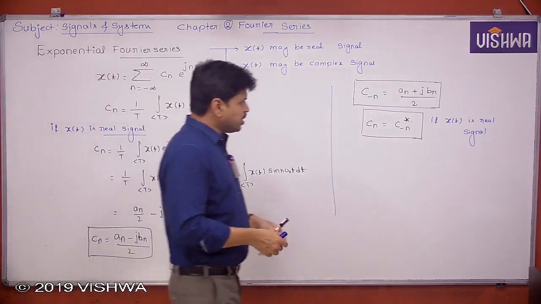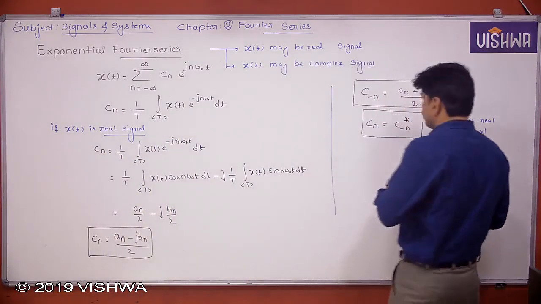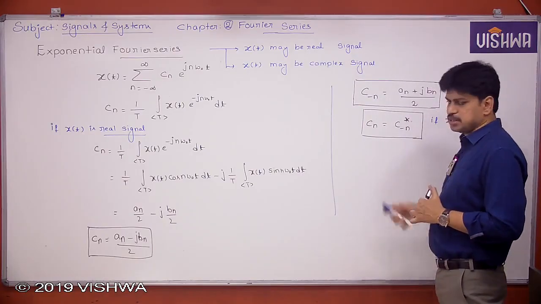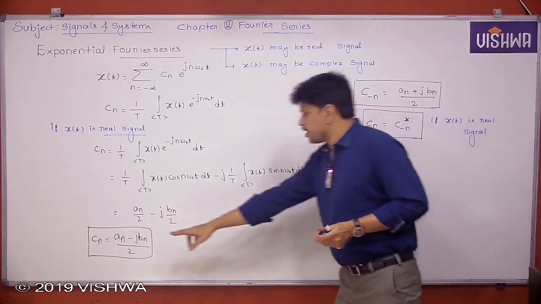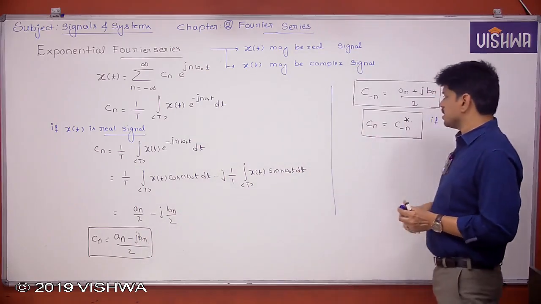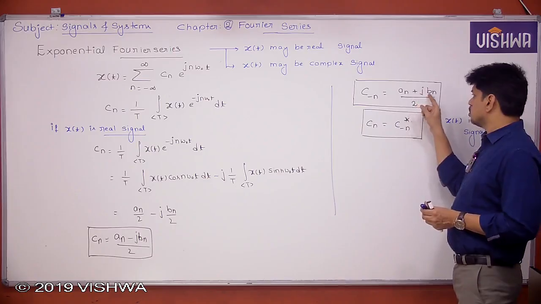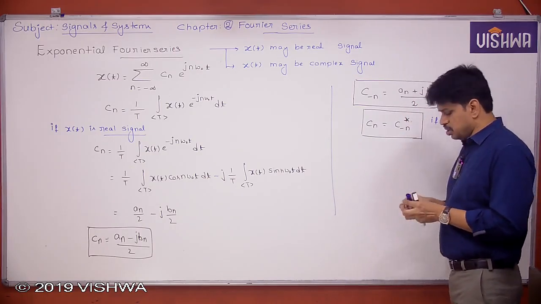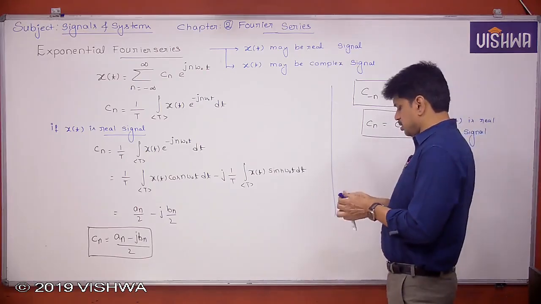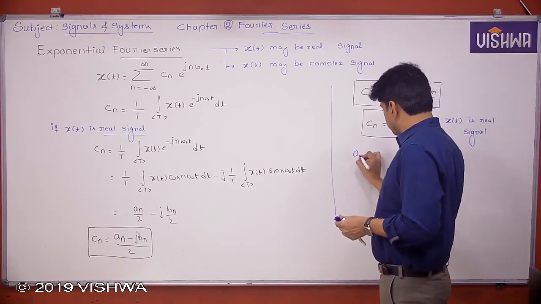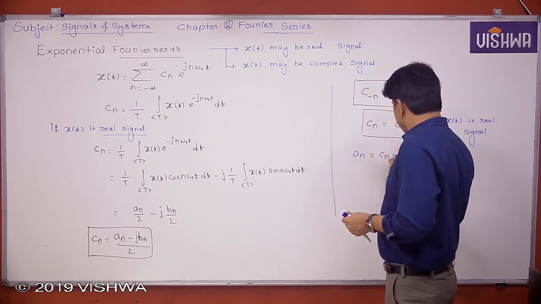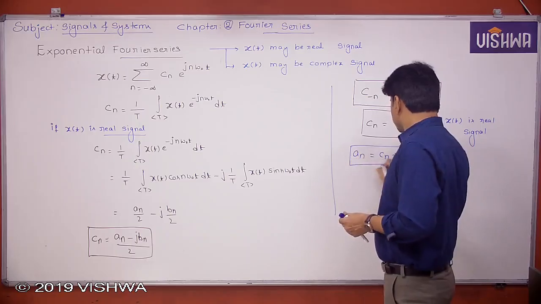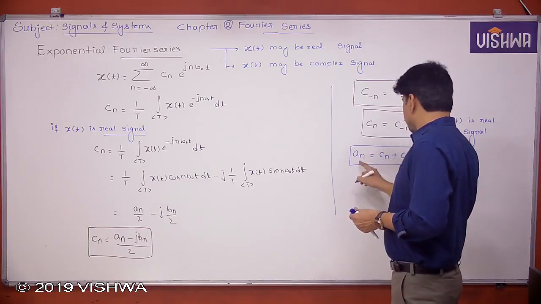Now what if I want to calculate an from cn and c minus n? How can we calculate bn from cn and c minus n? Suppose I add these two, Cn and C minus n. What will happen? jbn and minus jbn get cancelled, and an by 2 remains, that is going to be an. So directly we can write an is equal to Cn plus C minus n. This is the relation for an.